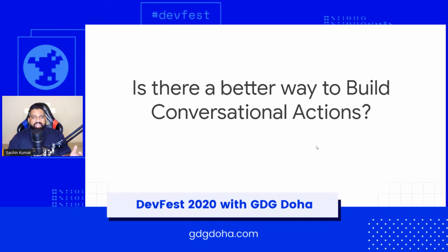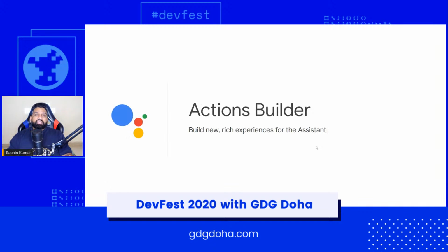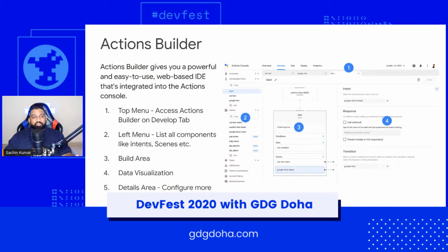So what was the next best thing? They went back to the drawing board and built this entire tool from scratch, which is the Actions Builder and Actions SDK. Actions Builder is a pretty powerful tool. It's a web-based IDE that's integrated into your Actions Console. So what you see over here is what Actions Builder looks like. And the reason why they built it in such a way is Google envisions the whole voice technology landscape going to the next level.